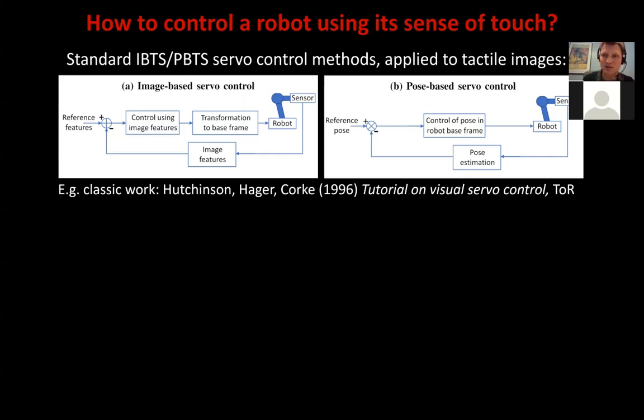The second type, pose-based servo control, considers instead that you extract the pose of the object you're trying to servo onto. You want to estimate the pose of that object relative to the camera, and then control the camera in order to visually servo onto the object. So the estimation of pose from the image is more complex, but once you've got the pose, the control of the robot is actually a lot simpler.